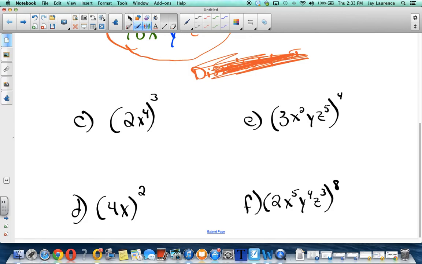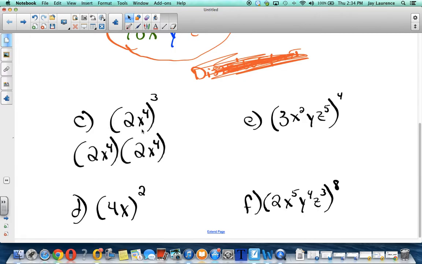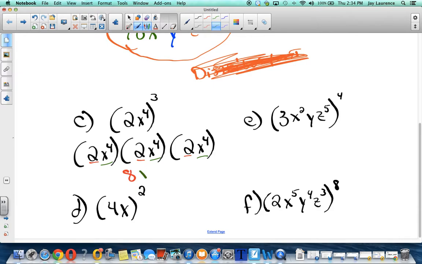What I need you to do is ask yourself, what does this 3 mean? Doesn't it mean that there are 1, 2, 3 of those? Isn't that what it means? Right? So, I can do 2 times 2 times 2, and I'll get 8. And then I can do x to the 4th times x to the 4th times x to the 4th. How many x's are being multiplied? Oh, there are 12.